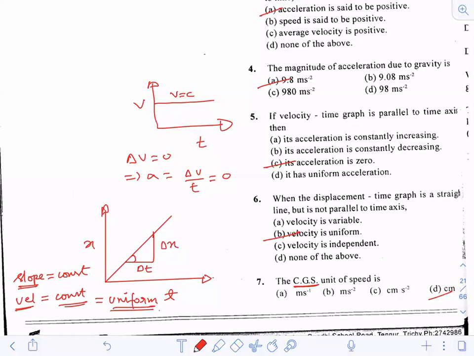Question number 7, option D, centimeter per second. We have been asked the CGS unit, not MKS or SI system, so that you are answering option A. Option A is wrong. Centimeter per second, not centimeter per second square. Centimeter per second square is the CGS unit of acceleration. That will be acceleration.